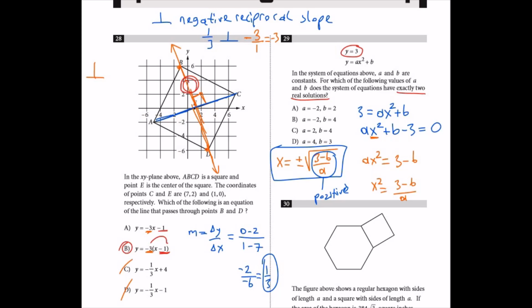If a is negative 2, let me use a different color. If a is negative 2 and if b is positive 2, what do we obtain? 3 minus 2 is 1. 1 divided by negative 2 is a negative number. So that's eliminated. If a is negative 2 and if b is 4, 3 minus 4 is negative 1. Negative 1 divided by negative 2 is positive 1/2. So that's the answer, because we obtained a positive value here. C and D you don't need to try because you already got the answer.